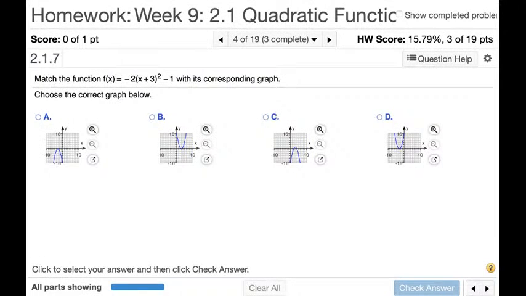So this is a parabola where we go left 3, it opens down, and we go down by 1. I think this is the only one that does that. Left 3, down 1, opens down. So I'm going to choose this one.